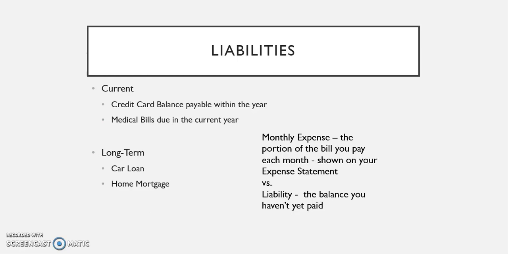So you're going to list all your assets, current and long-term. You're going to list your liabilities, current and long-term. You'll notice with things like your car loan that as you pay off each monthly portion, each monthly bill, the liability goes down over time, and that's what we want.